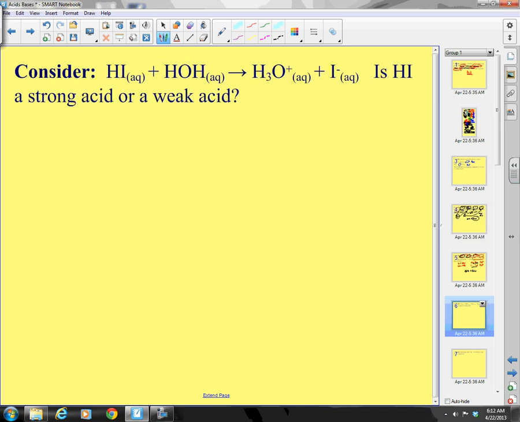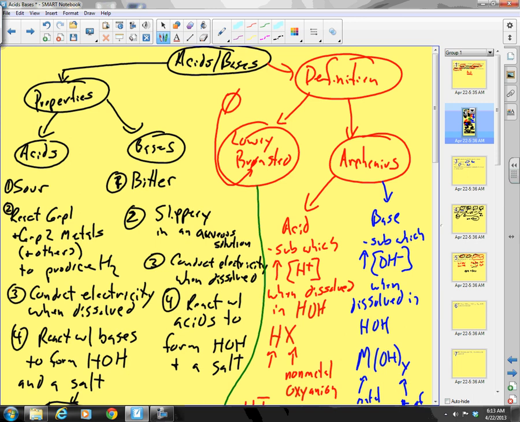Aha, let's look at this. I have hydrogen iodide, which reacts with water and forms my hydronium and I minus. What do we call hydrogen iodide? Iodic acid. Is iodic acid a strong acid or a weak acid? Okay, we want to add some more notes here. Where do we go? I think we're going to take blue right through. Let's go this way.